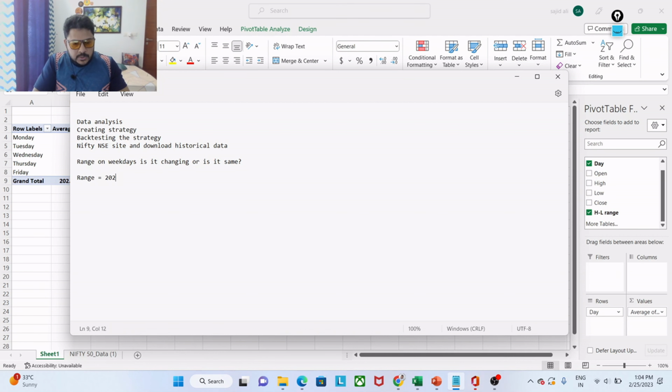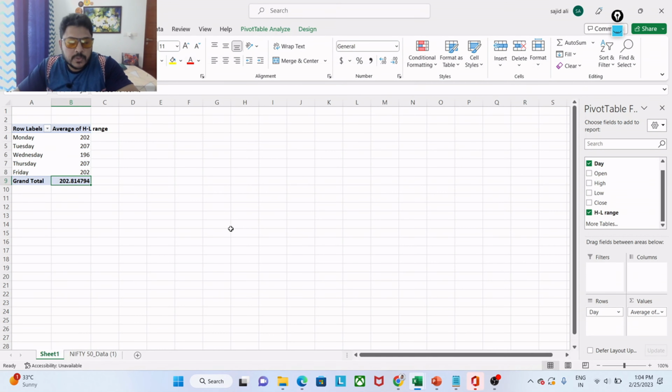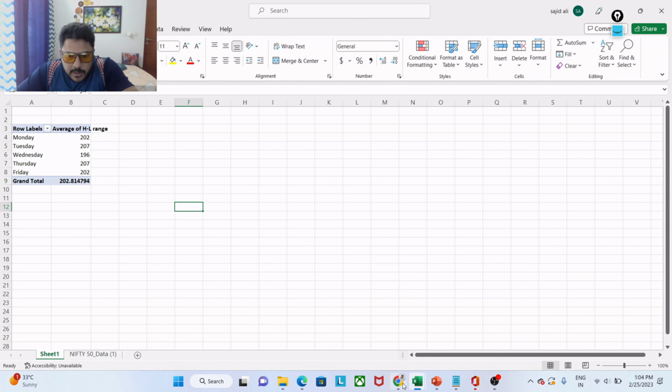Range equal to 202 points on Nifty for the last 1 year of data, which means Nifty moves in a 200 point range every day, up or down. So with this data, we will try to understand what we can do in options.